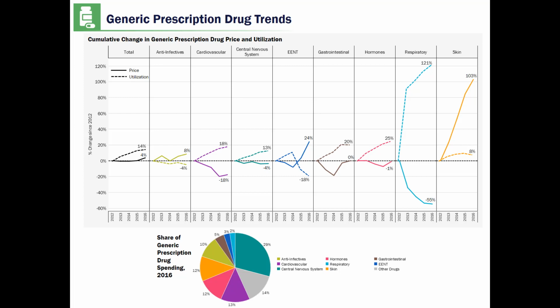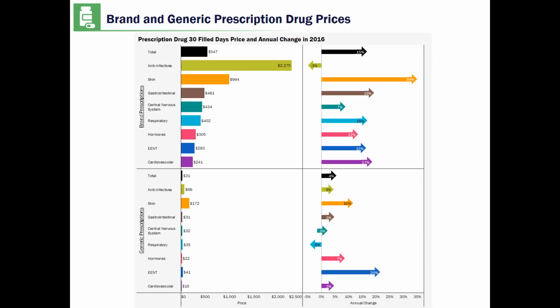We call this our Pac-Man slide internally, and so you can see that the jaws are very large for respiratory drugs, with a 121% increase in utilization and a 55% decrease in price. We believe, although again, once we start analyzing the data even further, that this is largely driven by Singulair coming onto the market as a generic at a significantly lower price. Next slide, please.